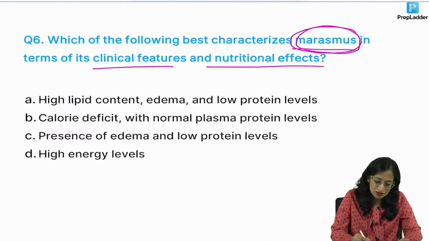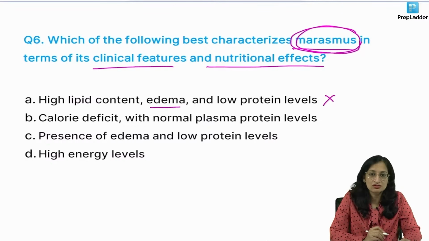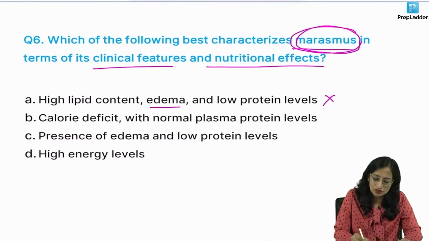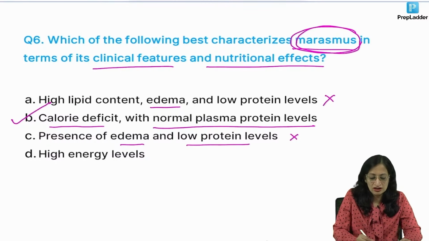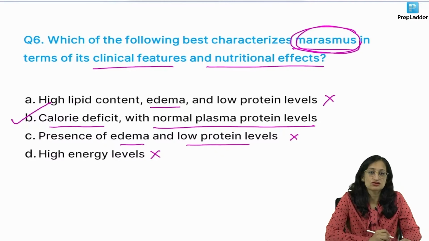So, high lipid content, edema and low protein levels, no, we know there is no edema in marasmus, okay? Calorie deficit with normal plasma protein levels. So, calorie deficit is there and plasma protein levels are usually normal, that appears to be correct. Presence of edema and low protein levels, no. And high energy levels, of course, it's not there, right?